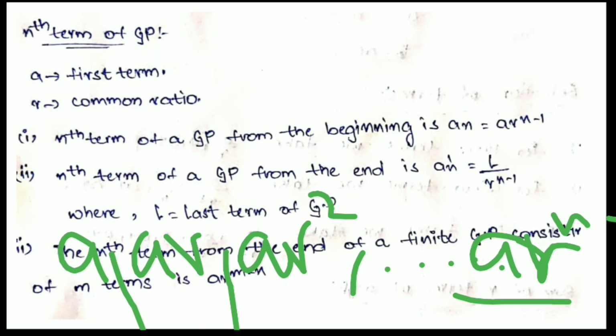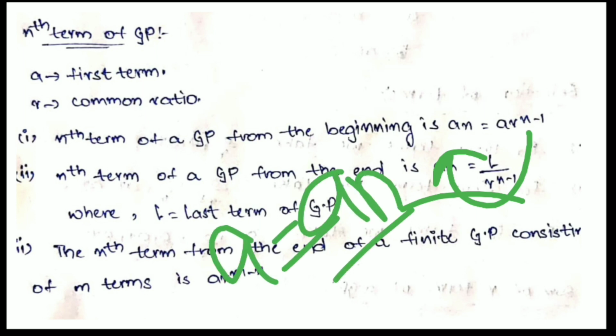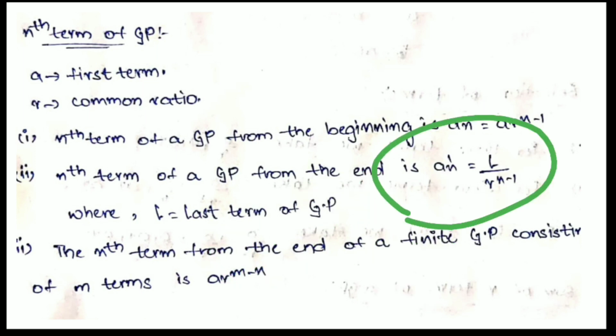We will find the nth term like this. It's nothing but we are getting r power n minus 1 on the other side, that is a equals an by r power n minus 1. That's all we are writing here. The nth term from the end of a finite GP consisting of m terms is ar power m minus 1.